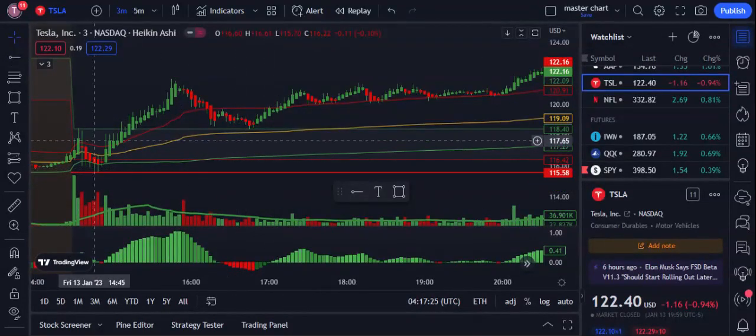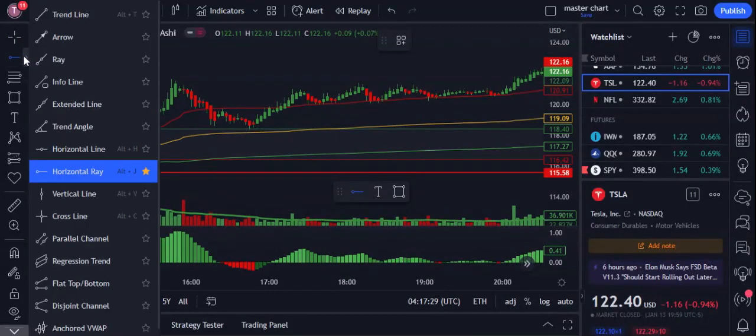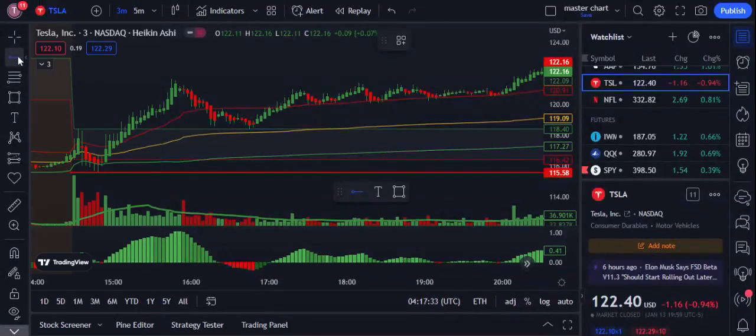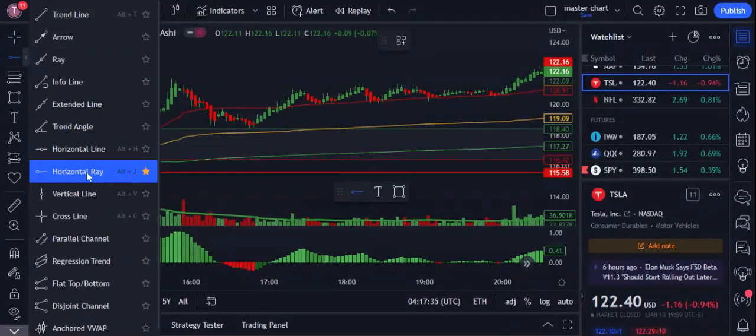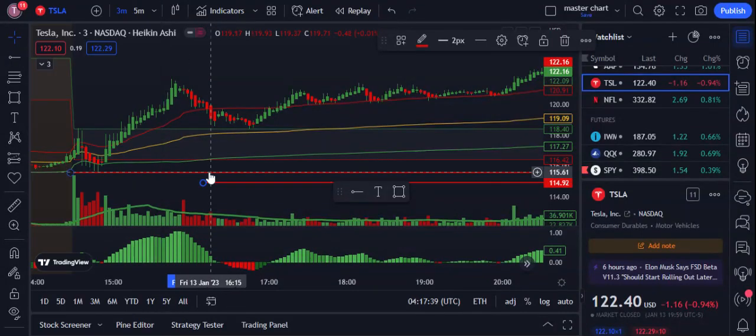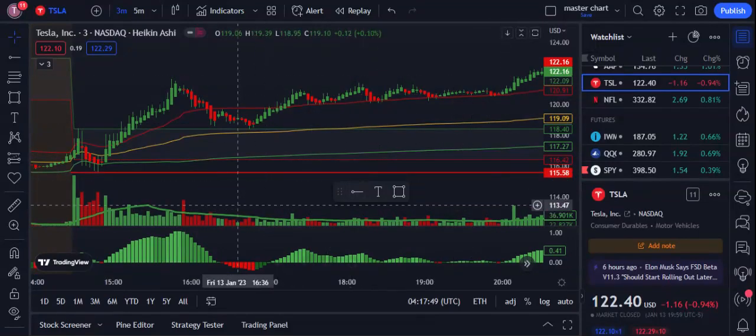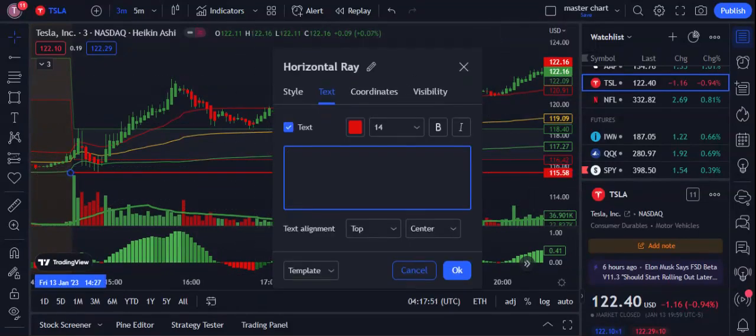And this is the horizontal ray that I am using to mark my support level, and it's right here. So you hit the trend line here, and it is the horizontal ray. And on the horizontal ray, you can type in what this level is. And I'll go into more detail on another video.